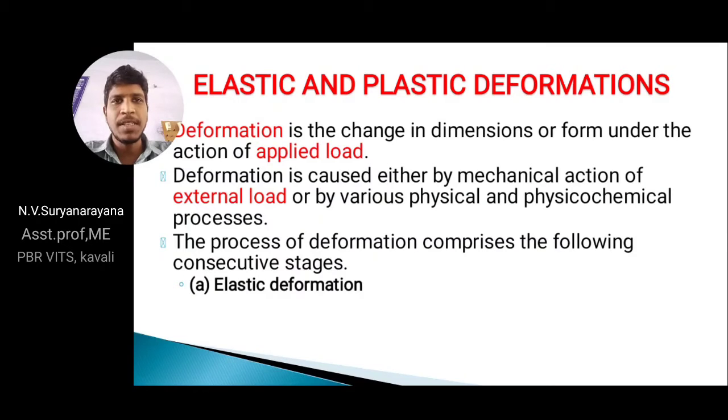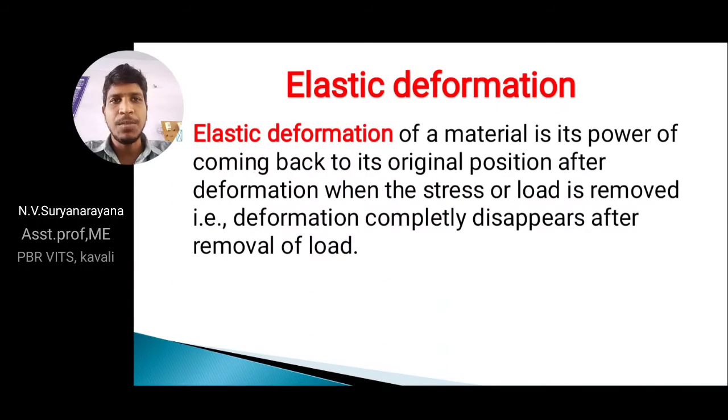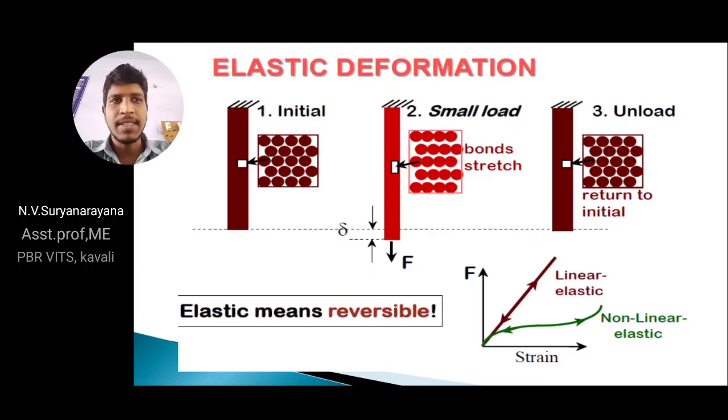The process of deformation comprises three types of nature: elastic, plastic, and fracture. I already told you that elastic deformation is the reversible process. The material comes back to its original position. When we apply the load, it can be compressed; after releasing the load, it changes back to the original position. That is elastic deformation. And next, in this figure I am showing: initial, small load, unload.